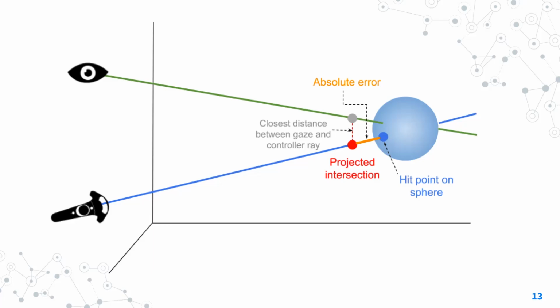So we developed the idea of the projected intersection. Instead of finding the exact intersection point, we find the point on a control array that's closest in distance to a gaze ray. This is done by calculating the shortest line that connects the two rays in space. This projected intersection can then be used to measure the accuracy of an object's estimated depth by comparing the distance between the projected intersection and the hit point on the object.